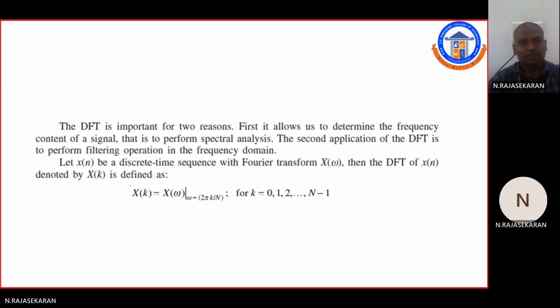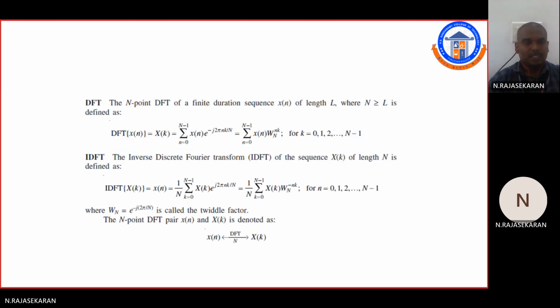Let x of n be the discrete time sequence with the Fourier transform X of omega. Then the DFT of x of n can be represented by X of k equal to X of omega, where omega is 2 pi k divided by N, where k is 0 to N minus 1. In DFT and IDFT, discrete Fourier transform and inverse discrete Fourier transform, we have two types of things.